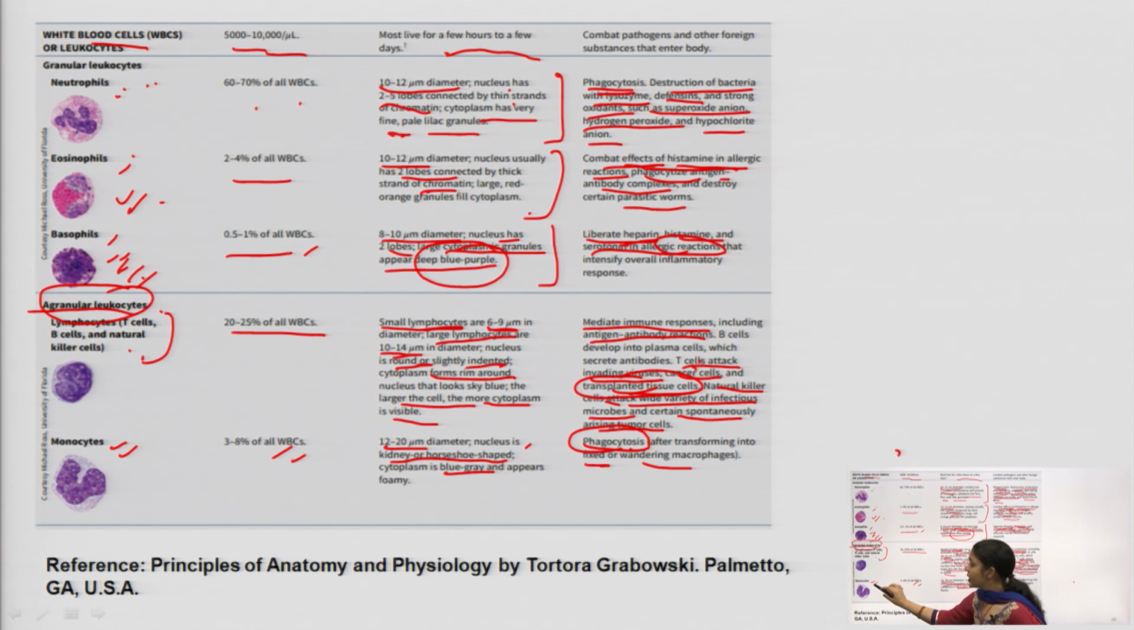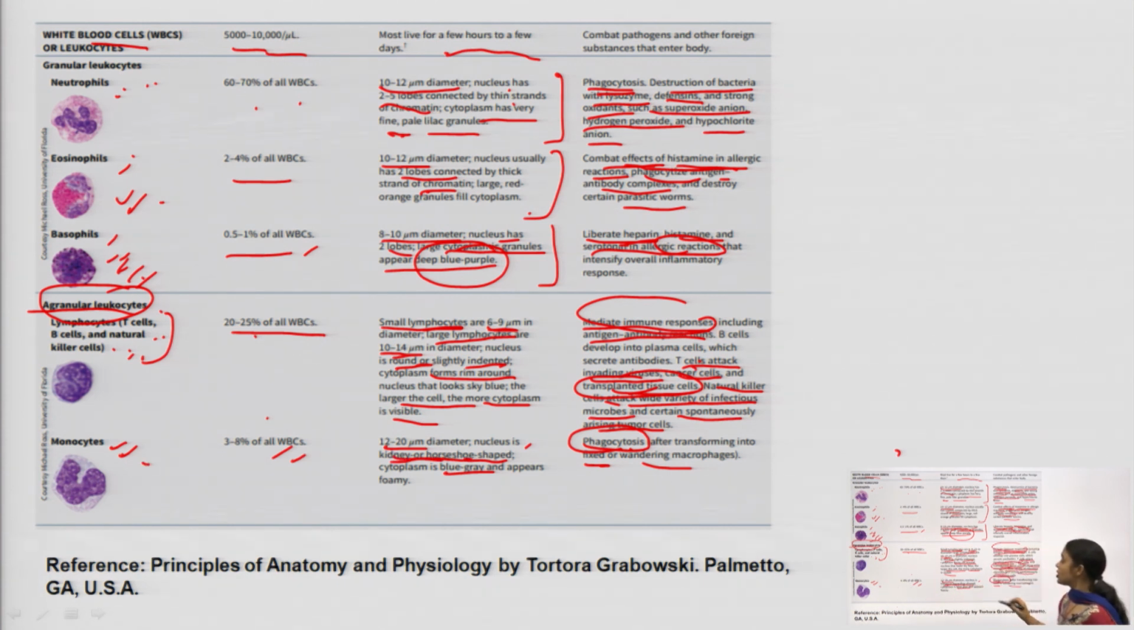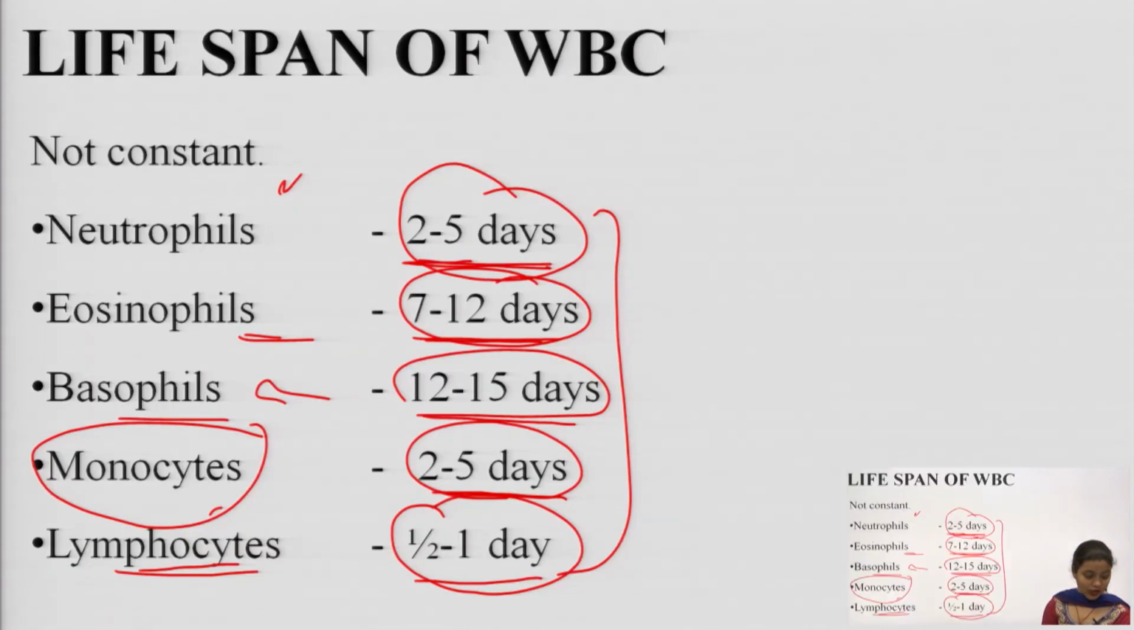Agranulocytes are the lymphocytes and the monocytes. Lymphocytes again are of three types: T lymphocytes, B lymphocytes and the natural killer cells, and they are 20 to 25% of all WBC, and they are responsible for the immune responses. And the monocytes have a kidney or horseshoe shaped nucleus, and basically they perform the function of phagocytosis.